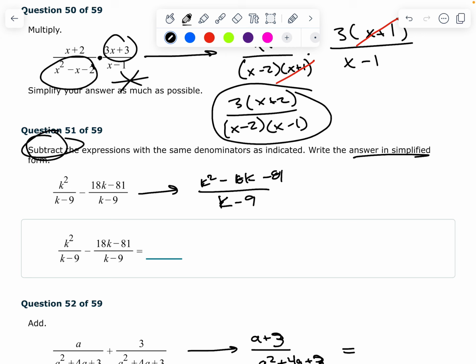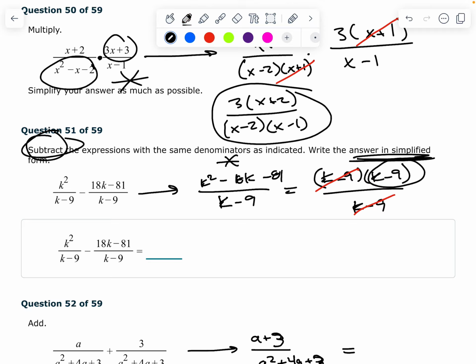And then if you have to add or subtract, you should also simplify. It says write it in simplified form. Make sure you read the question. This one, I can actually do star method on the top. Now that I have combined it, I can do star method on the top and get k minus 9 over k minus 9. What do you know? We have matching things on top and bottom. And so all that's left is this.